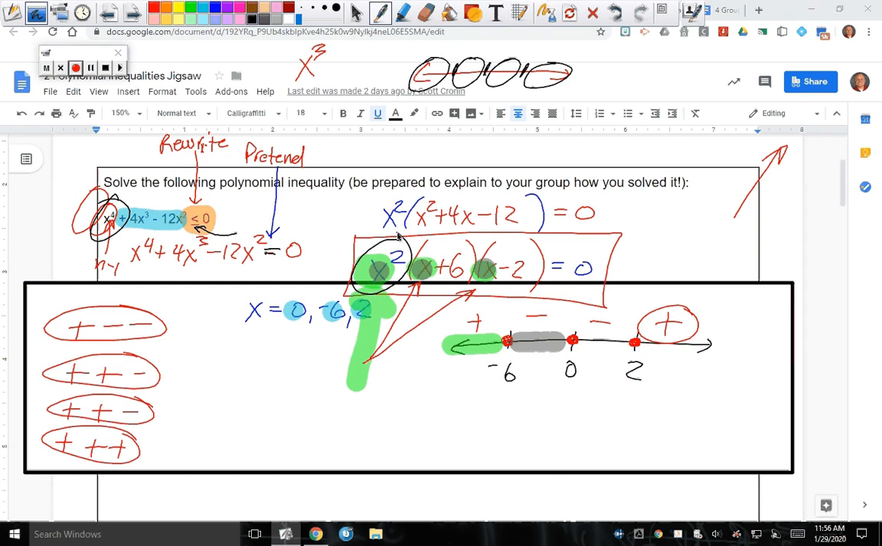You understand? Okay. So I'm caring about when is this stuff negative or equal to 0. So I'm just going to write from -6 all the way to 2 in inequality notation, or from -6 to 2 with brackets.